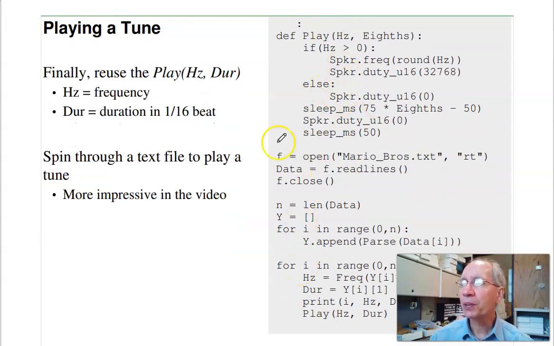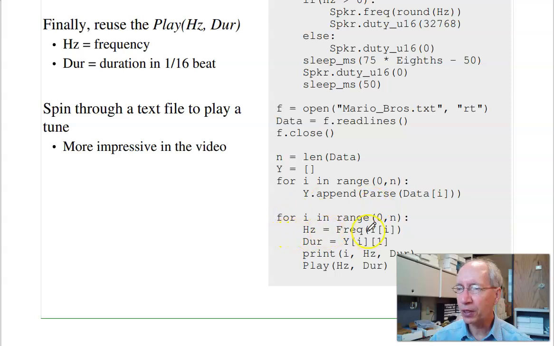So I'm going to reuse the play command that we had before. I'm going to play a certain frequency for so many sixteenths of a note. Should be sixteenths. What that does is, if the hertz is not 0, play that note, otherwise be silent. For this duration minus 50, so there's a little pause between notes. And then at the end, sleep for 50 milliseconds. Now, using that, I can spin through the file, and for each note, I'll pull off the frequency and the duration, print it, and play it.